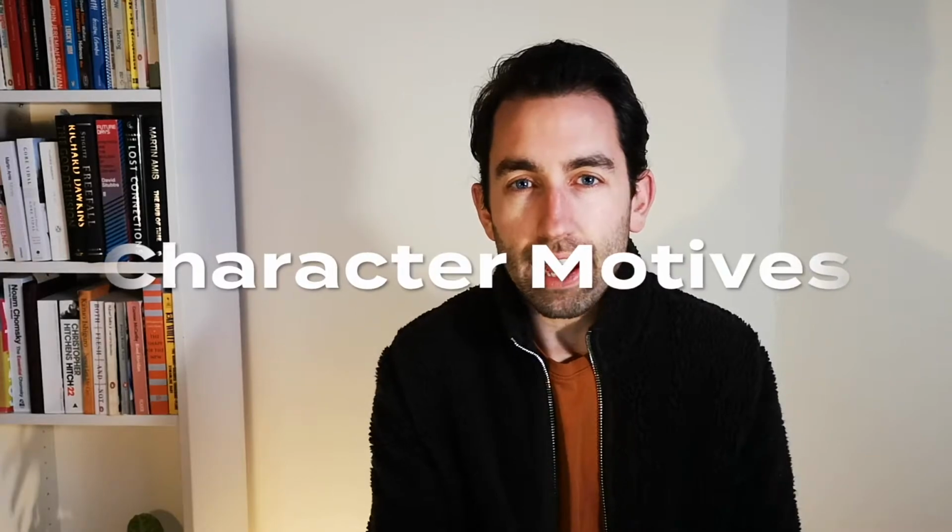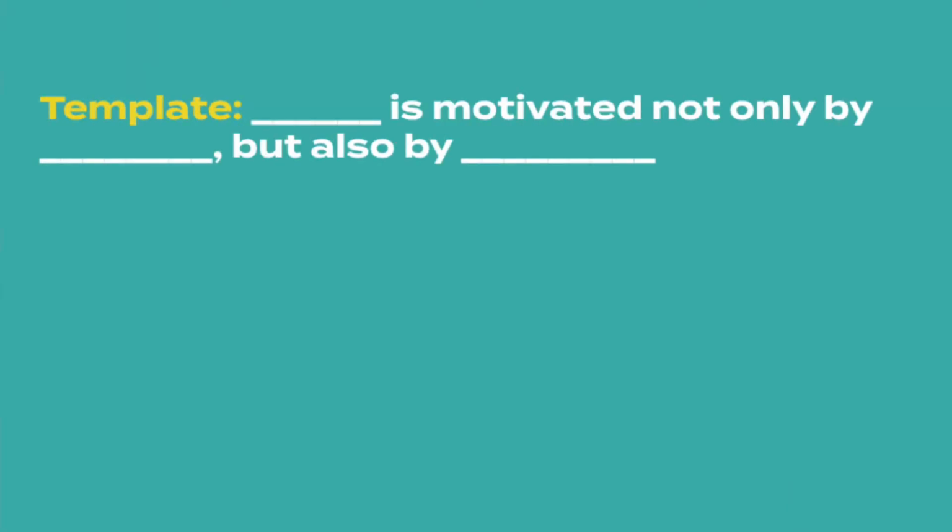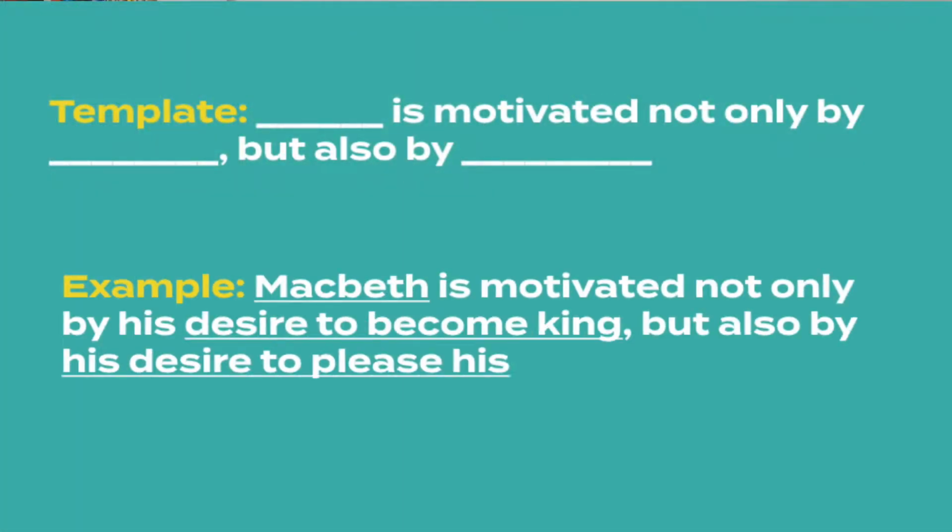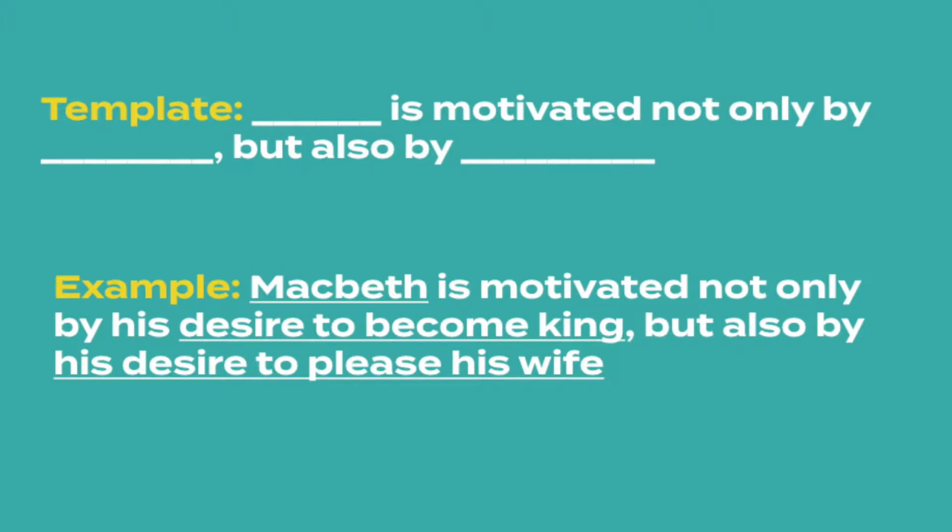Number two is character motives. [Character] is motivated not only by [motive], but also by [motive]. For example, Macbeth is motivated not only by his desire to become king, but also by his desire to please his wife. It's useful to talk about character motivations because it shows that you understand the three-dimensionality of characters.